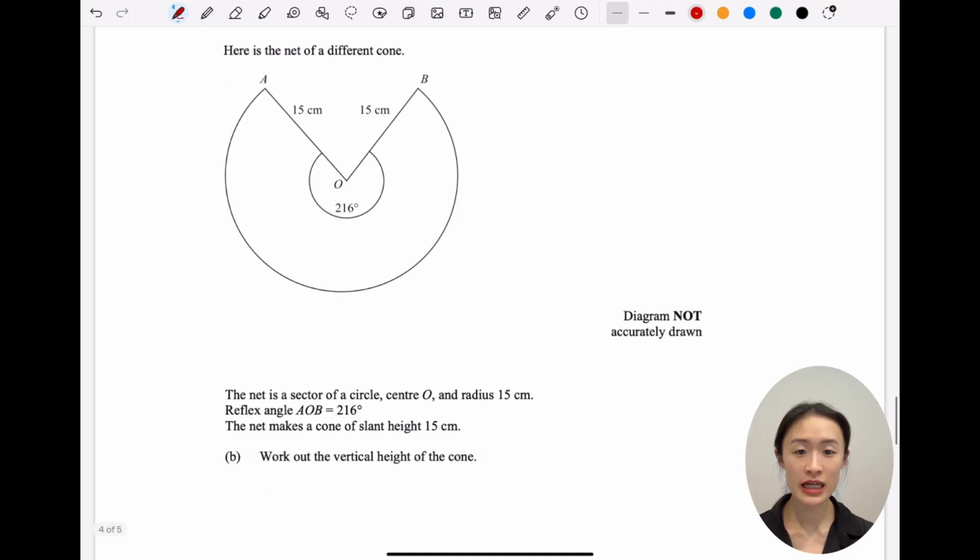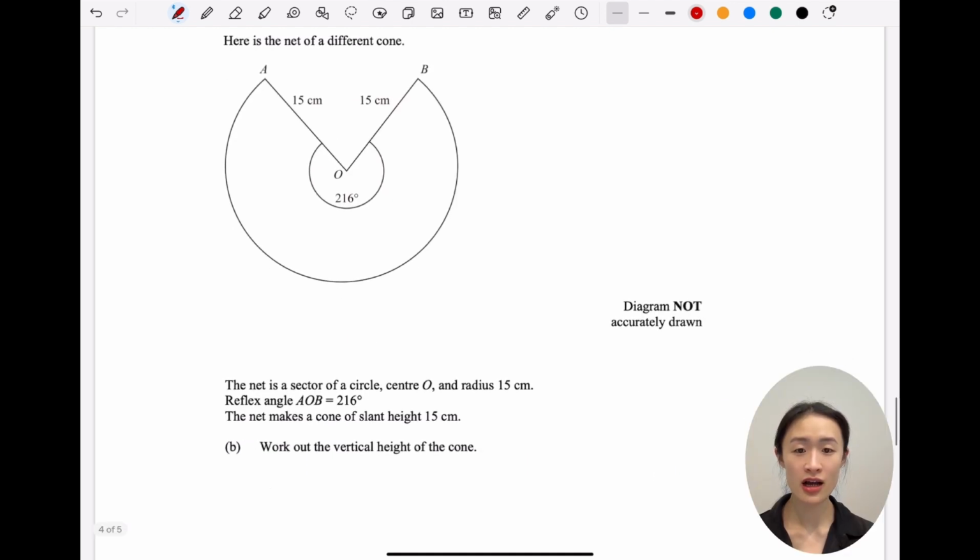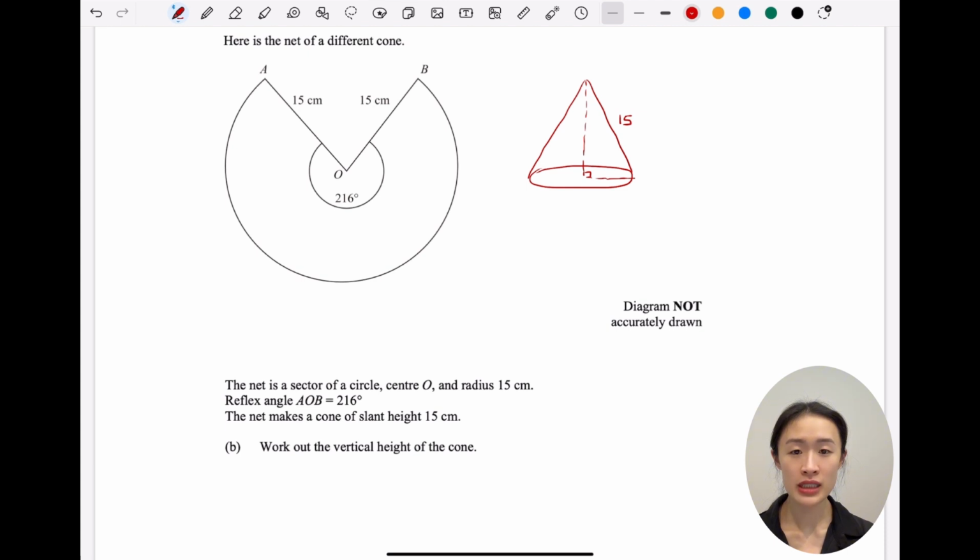Okay, now moving on to the second part. This question is slightly harder. What we need to do first is make a cone out of this major sector. So I'm going to draw a cone just to show you what it would look like. We are told that the slant height is 15. And now we need to work out the vertical height. By looking at this question, you might feel like you don't have enough information, but you know the slant height, the base radius, and the vertical height is a right angle triangle.